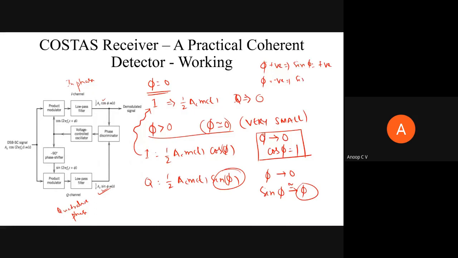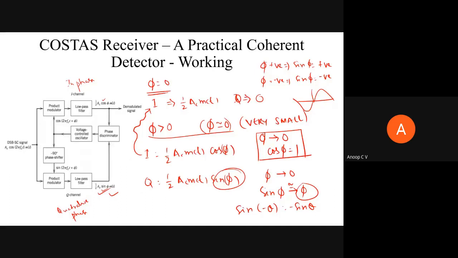sine phi is negative. Why? Because sine phi is an odd function, right? The sine graph is like this. Or else you might have studied sine of minus theta is equal to minus sine theta. So it can tell in which direction the phase is changing. Whether the phase error is positive or negative, this Q channel can give the direction of the phase error as well.